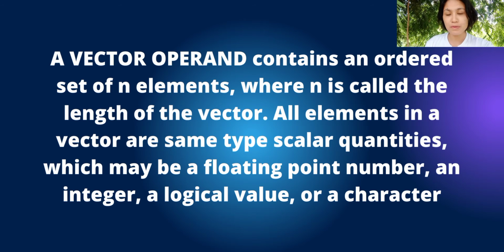So what is a vector operand and what does it have? A vector operand contains an ordered set of n elements, where n is called the length of the vector. All elements of the vector are the same type of scalar quantities, which may be a floating point number, an integer, a logical value, or a character.